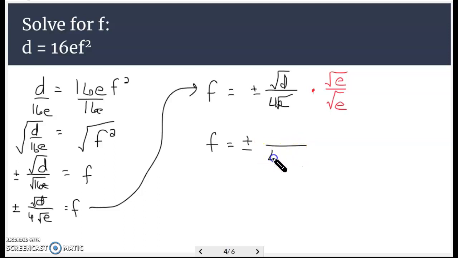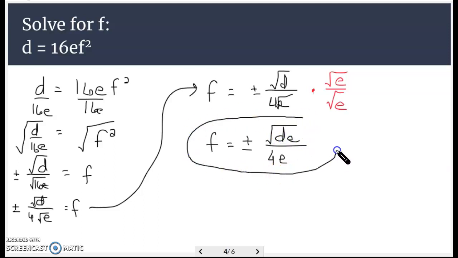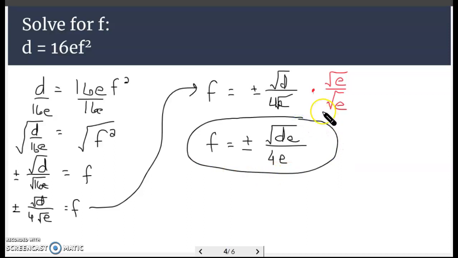In the denominator we have that 4. Square root of e times square root of e is e squared, but the square root of e squared just is e. The numerator, we can multiply the d and e together to say square root of de. Final answer, plus or minus square root of de all over 4e.